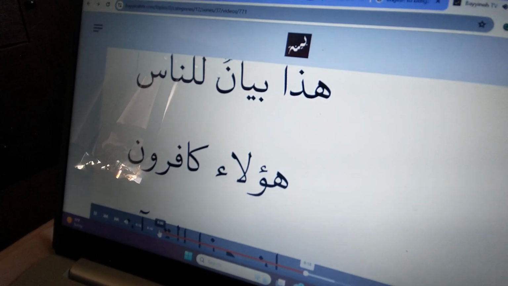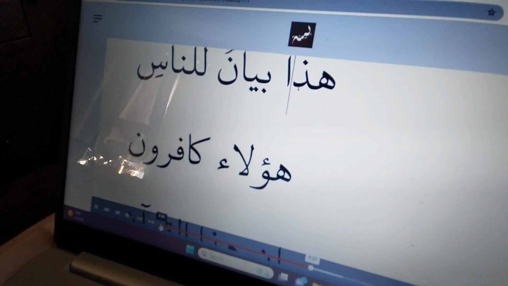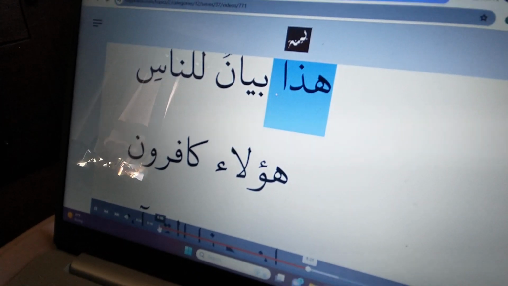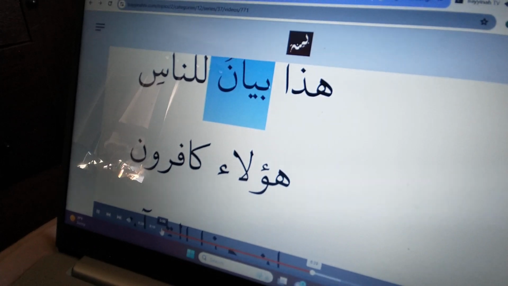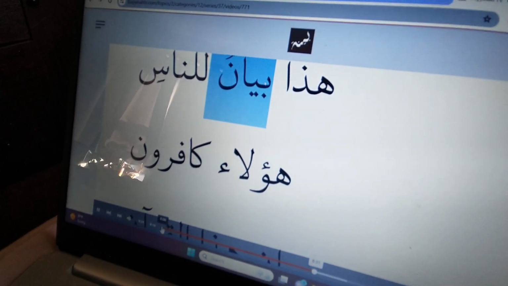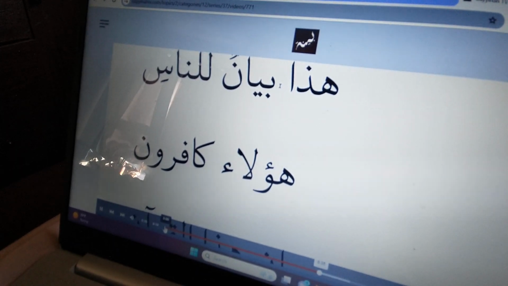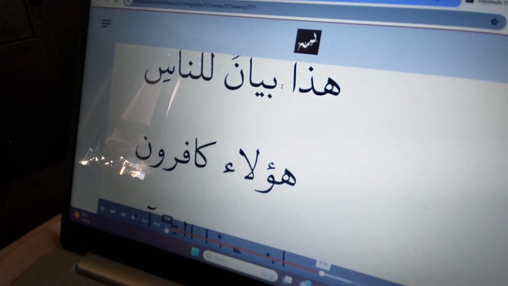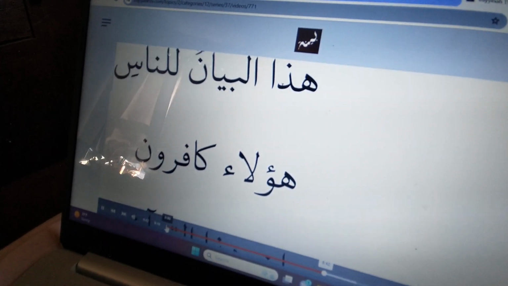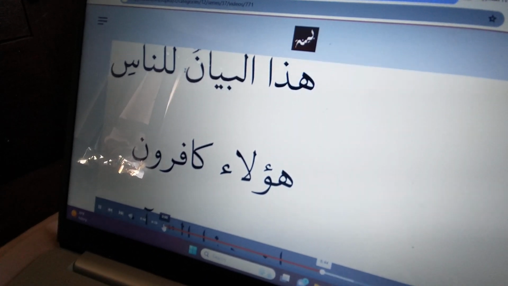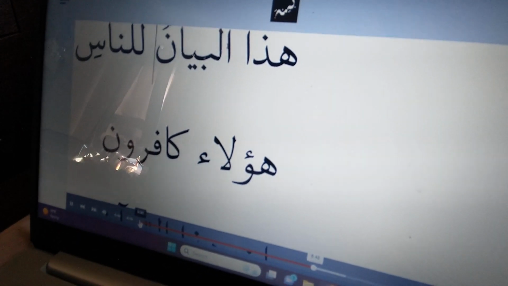So let's do a little bit of an exercise. So let's look at Hada Bayanun Linnas. The word Hada, pointer, immediately not followed by al, which means this is a sentence. This is a clarification. Bayan means clarification. This is a clarification. If I wanted to turn this into this clarification, no "is," then I drop an al on it, I get rid of the un sound, Hada al Bayan. That's what that would be. Hada al Bayanu. Okay? That would be this clarification.